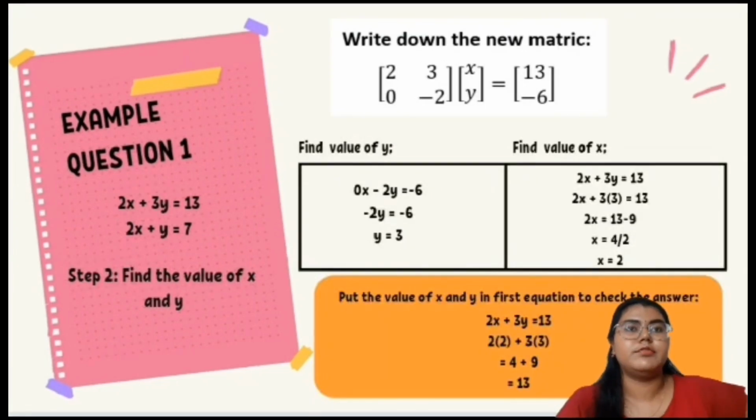Next we have to find the values of x and y. As you can see here, we already calculated and we got the value of y as 3 and x equal to 2. To check that the values of x and y are correct, we put the values of x and y in any of the equations we have. So it will be 2x plus 3y equals 13. We replace x and y with 2 and 3, so it will be 2 times 2 plus 3 times 3 equals 4 plus 9, which is 13. That means the values of x and y that we found are true.